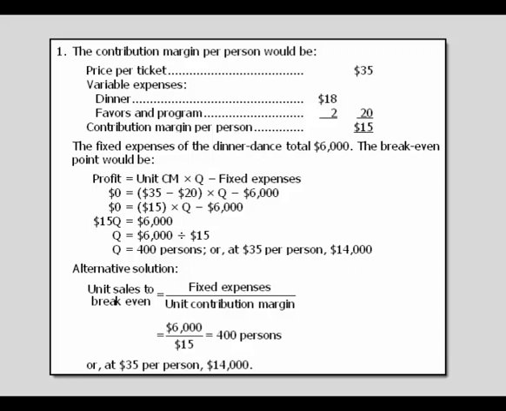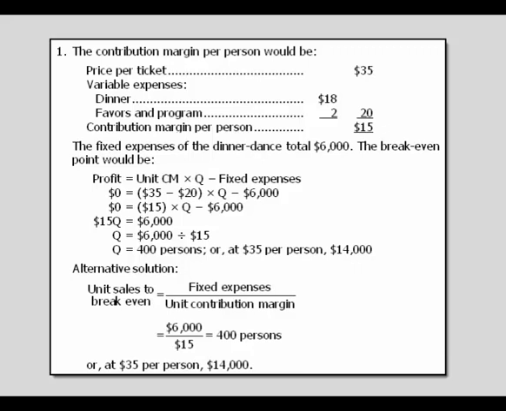The break-even point: profit is equal to unit contribution margin times the quantity minus fixed cost. So where profit is equal to 0, we're just working this out now, the 35 price per ticket minus the 20 variable cost comes up with a unit contribution of $15 times some quantity minus 6,000. We just rearrange the terms and solve for Q, and what we have is 400 persons. And at $35 per person, 400 times 35, we have $14,000 in break-even.